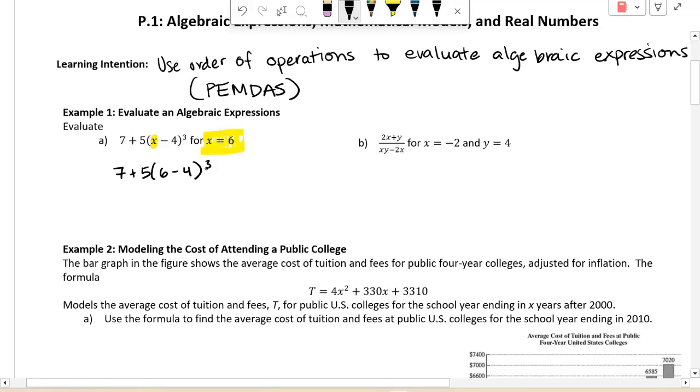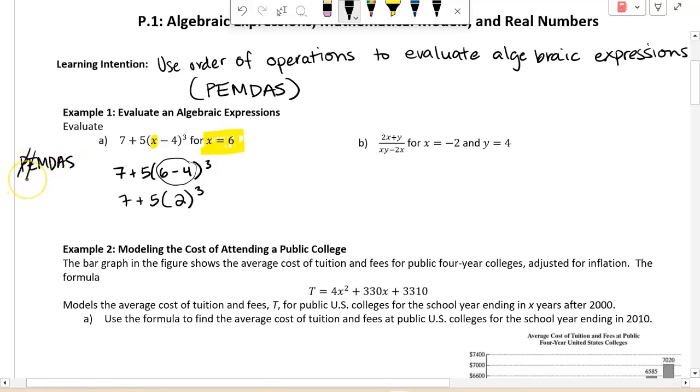And again, the key here is that you use the order of operations because you can get multiple different answers depending on the order that you choose to evaluate this in. But the order of operations says to do parentheses first, which means we need to evaluate this part first. So 7 plus 5 parentheses, 6 minus 4 is 2 with an exponent of 3. So using PEMDAS, we've dealt with parentheses already.